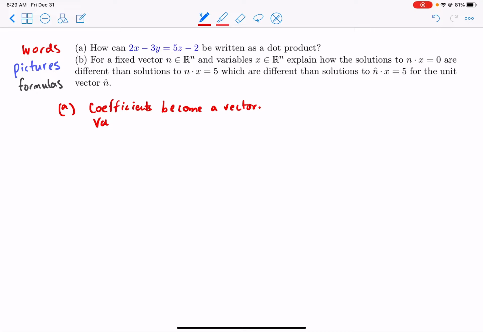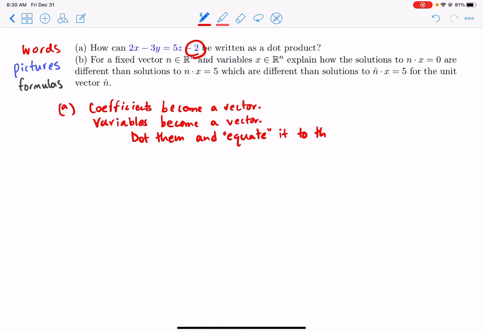And then also the variables, the x, y, z, they become a vector. And then dot them and equate, so make an equation, equate it to the constant. This constant term doesn't have a variable, so we call it the constant term. And this will work every time. This process works for every linear equation. Here's an equation, and we can write it as a dot product equation.